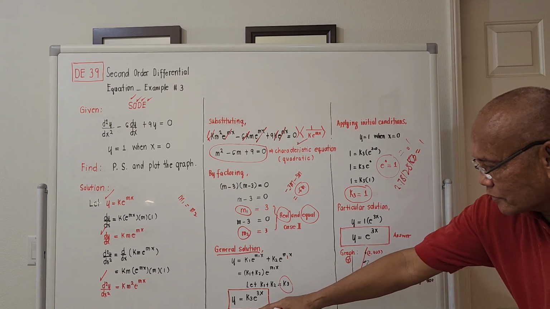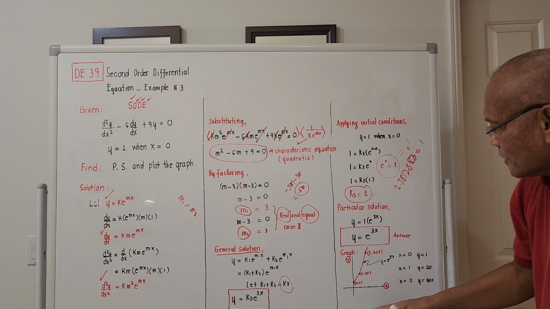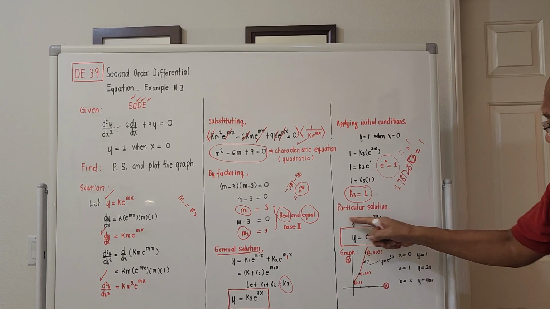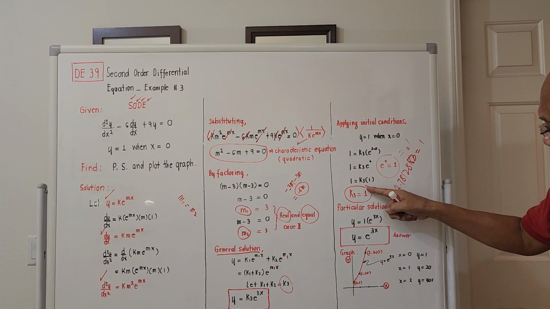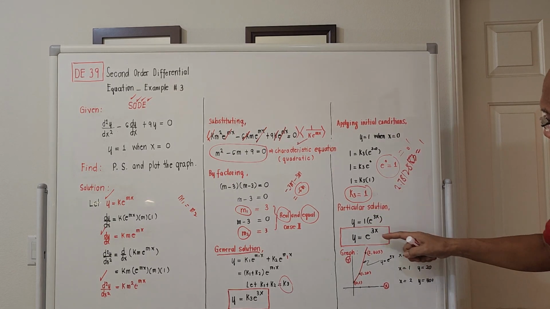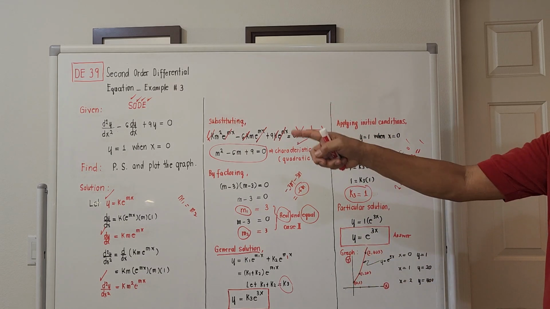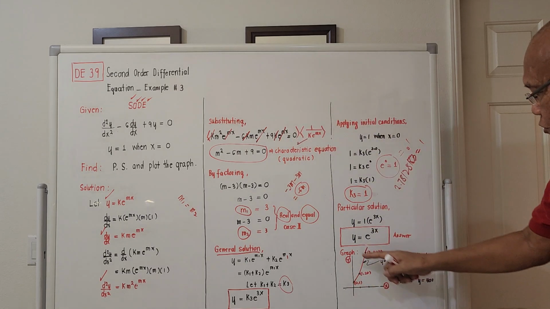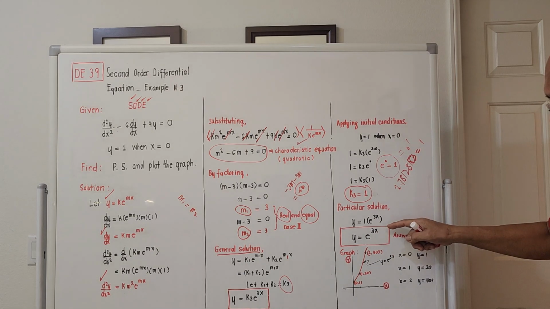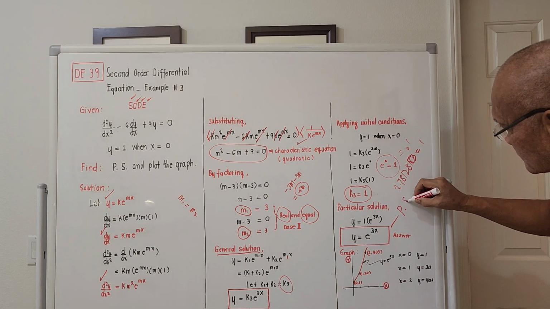So going back to this, we will place the computed value of k3. So what will come out will be y equal to 1, which is k3 times e to the 3x. 1 times e to the 3x is just e to the 3x. So the particular solution of the given second order differential equation is y equal to e raised to 3x. That is our particular solution.